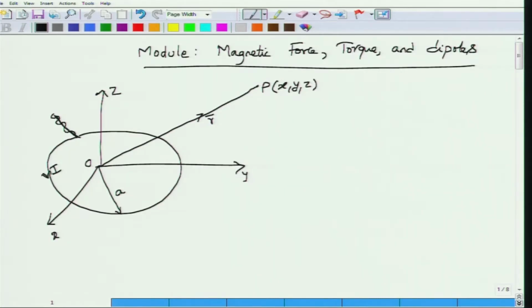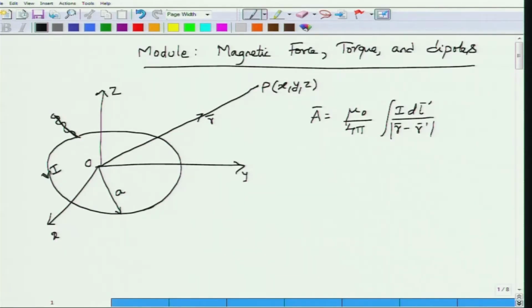Okay. So we want to find the fields at this far away point P, which is at a distance r. Let us consider the vector potential A. So what would be the vector potential A? Vector potential at the point P is given by mu 0 by 4 pi, assuming that the medium here has a permeability of mu 0. So this vector potential is given by mu 0 by 4 pi integral of I dl prime divided by the magnitude of r minus r prime.